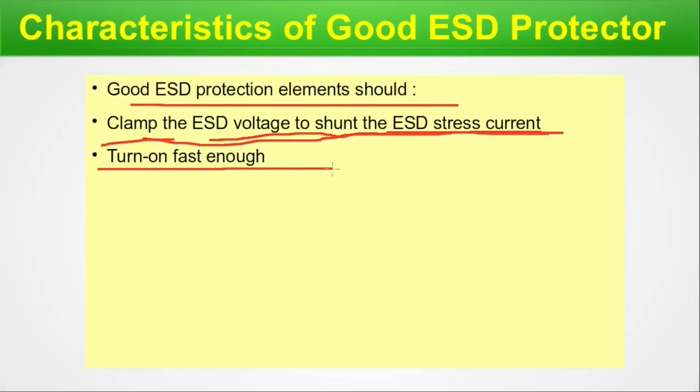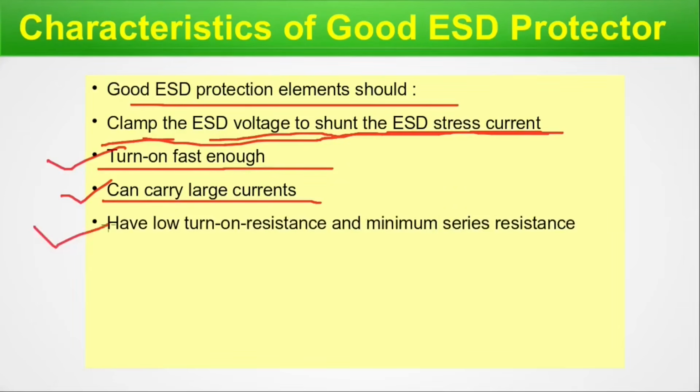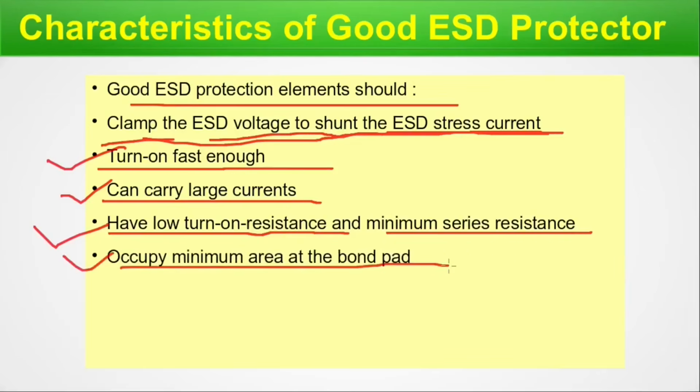Next, it can turn on fast enough. That means there should be no delay so that it can act as a passage, because if the ESD path skips this particular element and goes to some other part, it can damage that other part. So whatever protector we are using should turn on fast enough. Next, it can carry large current. So it should have a high current carrying capability. Next, it should have very low turn on resistance and minimum series resistance. So the resistance overall, whether it is the turn on resistance or the series resistance, should be very, very low. It should occupy minimum area at the bond pad.